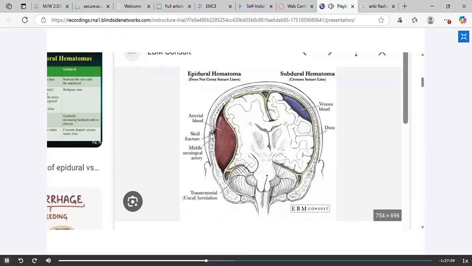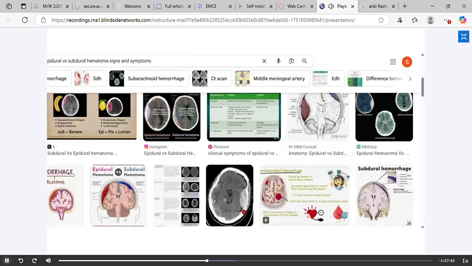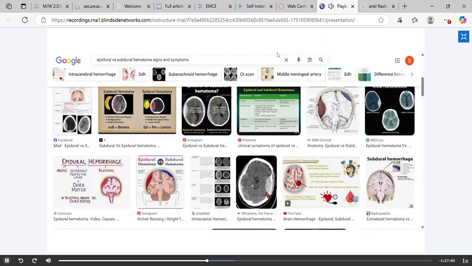Epidural is outside that dura mater, an arterial bleed with a skull fracture, rapid onset. Subdural is inside the dura mater, but still outside the brain, from a vein, and a slow onset of symptoms. Make sure you know the difference.